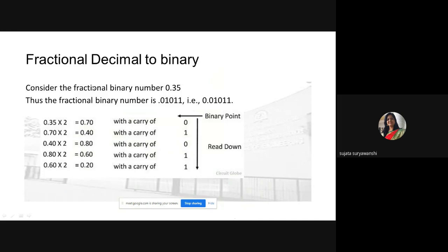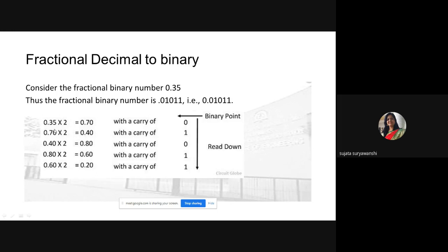Now the similar example, convert the fractional decimal number. Consider this fractional decimal number 0.35, and you have to convert it into the equivalent binary number. So can you tell me, is this one a fractional or integer number? It is a fractional number. Okay, fractional decimal number. So which method do you have to use? Successive multiplication method you have to use, because no integer part is given in this example.